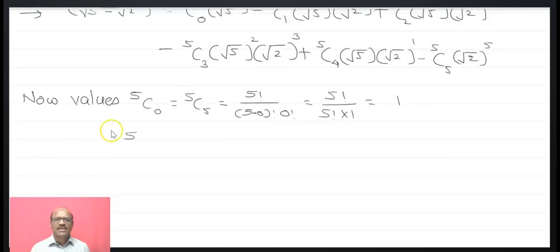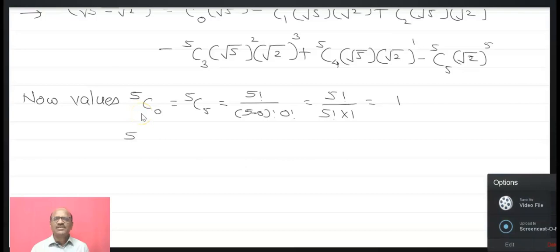Now see this, the value of 5c0 is equivalent to 5c5.